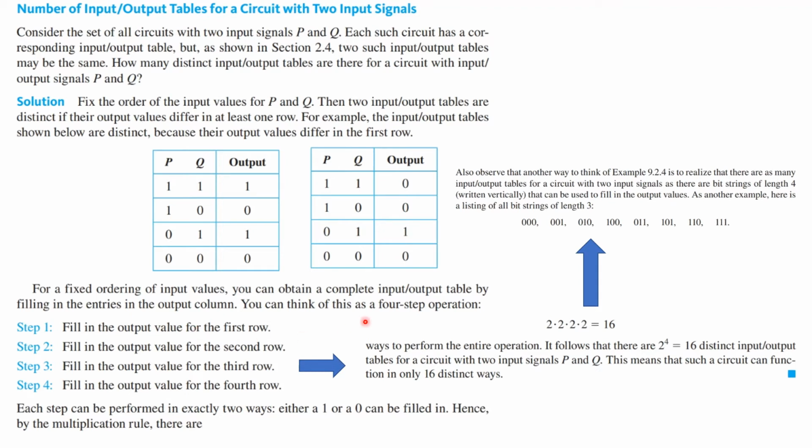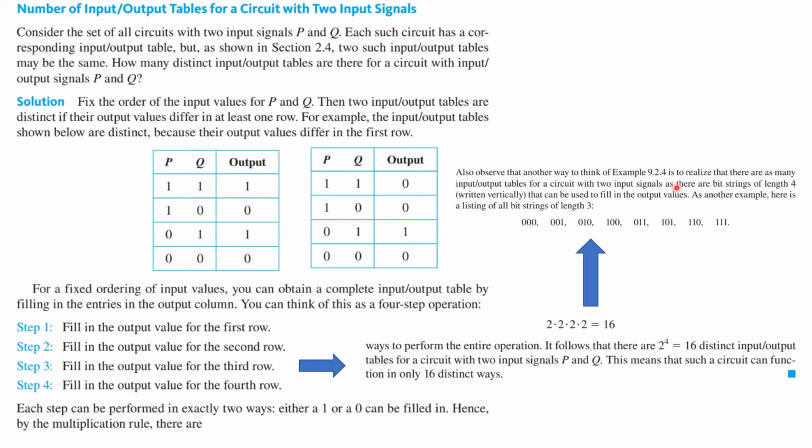You can think of this as a 4-step operation. So we can fill in the output value for row 1, then we can fill in the output value for row 2, row 3, and row 4. That means that we have 2 times 2 times 2 times 2 equals 16 ways to perform the entire operation. It follows that there are 16 distinct input-output tables for a circuit with 2 input signals. This means that such a circuit can function in 16 distinct ways. Again, it doesn't have to be the truth table formulation. It can be something different.